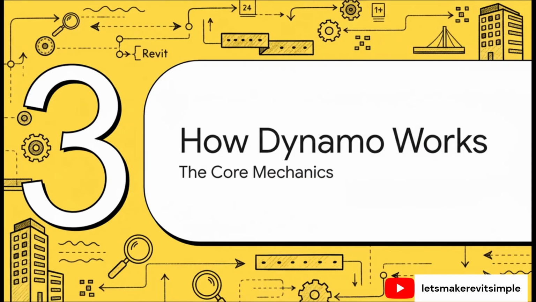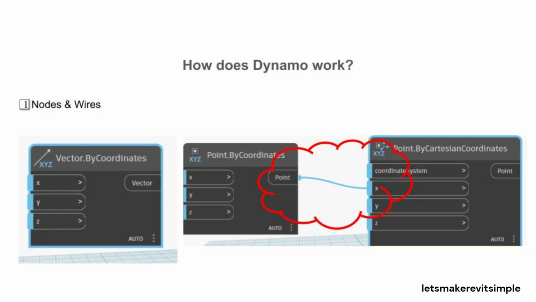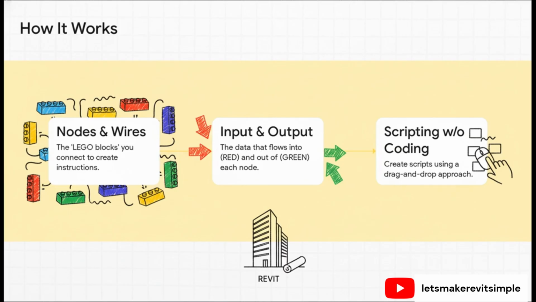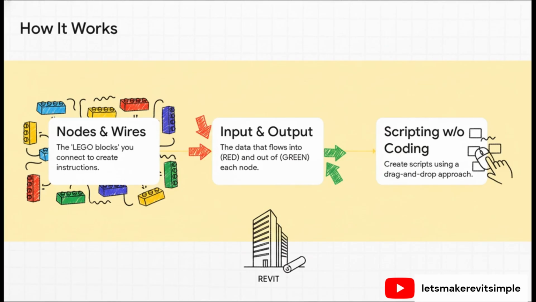All right, we've covered the what and the why. So now let's get into the how. But don't worry, we're not going to get lost in a bunch of technical jargon here. We're just going to look at the simple, core ideas that make the whole thing tick. It really all comes down to these three things. First, you've got your nodes and wires. Those are your Lego blocks and the connectors. Simple. Next, you have inputs and outputs. That's basically the information going into a node and the result that comes out. And all of this together lets you do some really powerful scripting without ever having to write a single line of traditional code. It's pretty amazing.